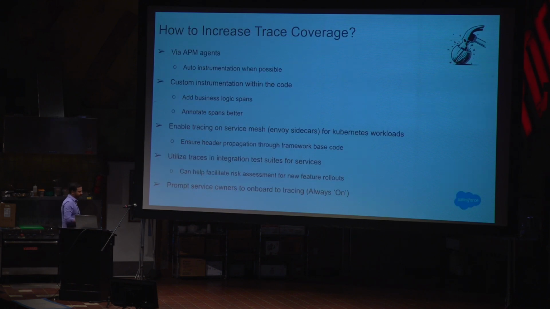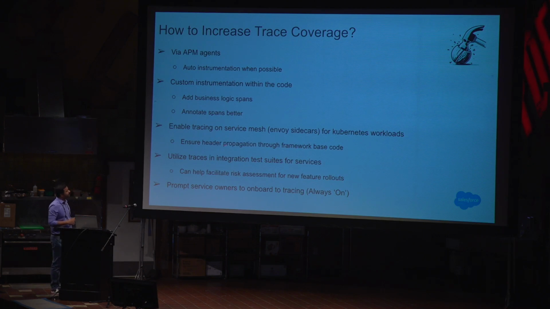How to increase trace coverage, right? And this has often been a tough nut to crack. Now we have increased trace coverage by APM agents, wherein we have used auto instrumentation whenever possible. We have also had custom instrumentation done within the code, and this is often done for steel thread use cases. Again, the ones that are potentially revenue impacting, and where we add custom business logic spans and we annotate those spans better to get a good view of the entire request flow.